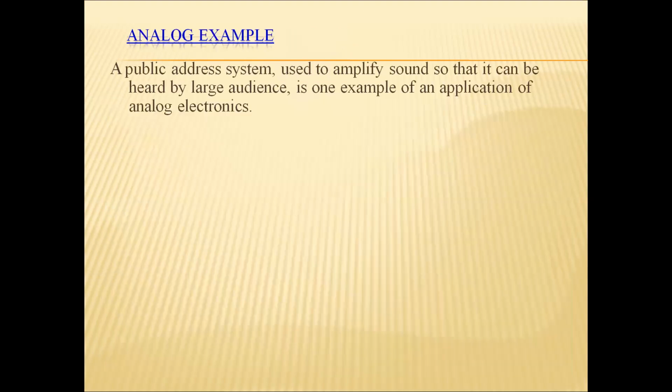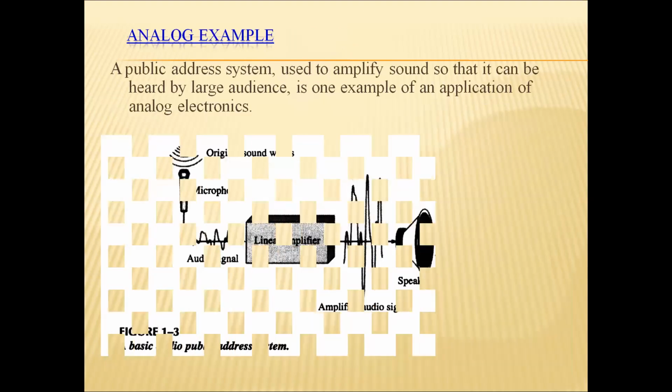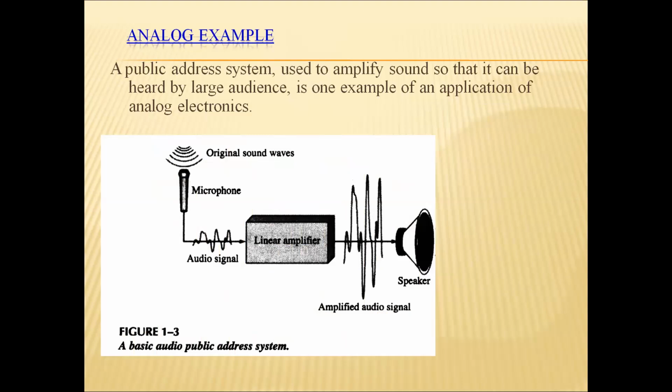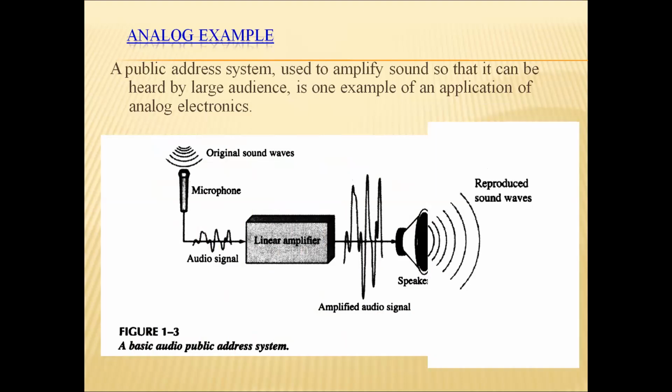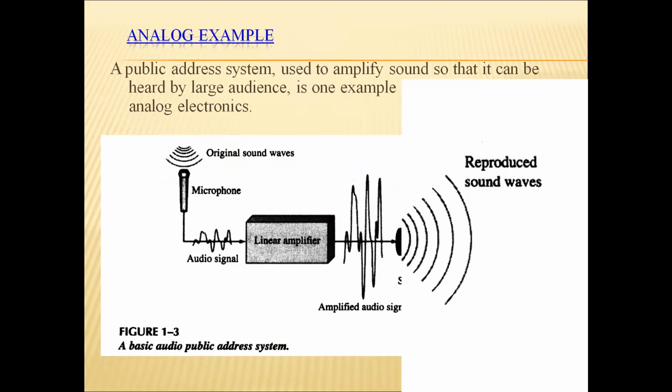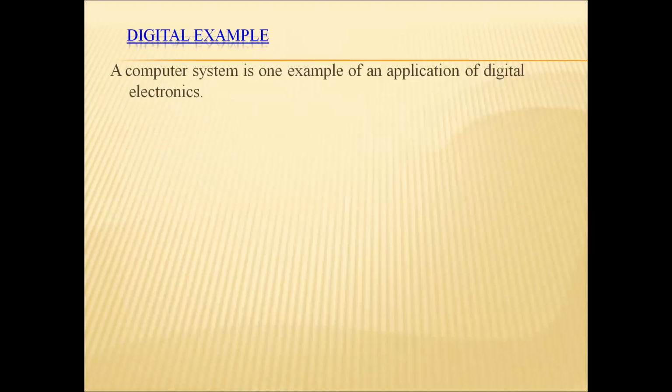Now, for example, you can see a public address system, used to amplify sound so that it can be heard by a large audience. It is one example of an application of analog electronics. The sound which is coming out is a reproduced sound wave, and this is an example of analog.